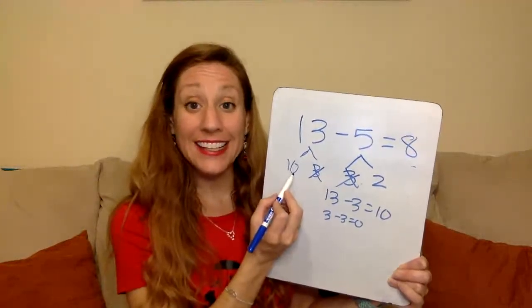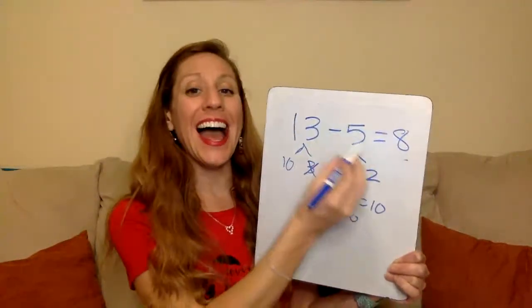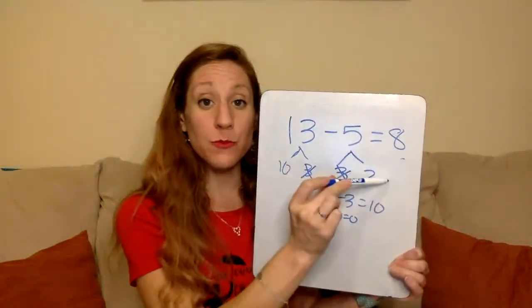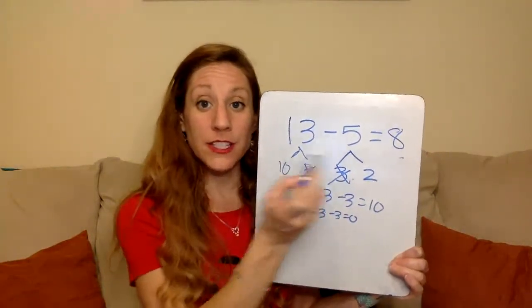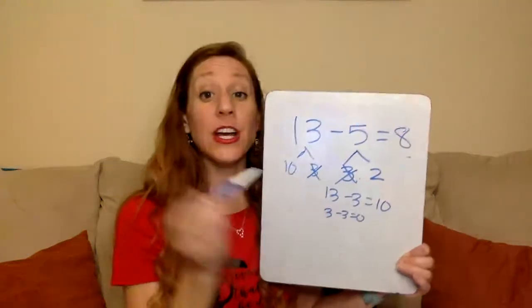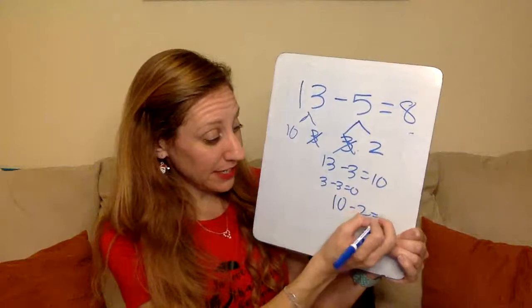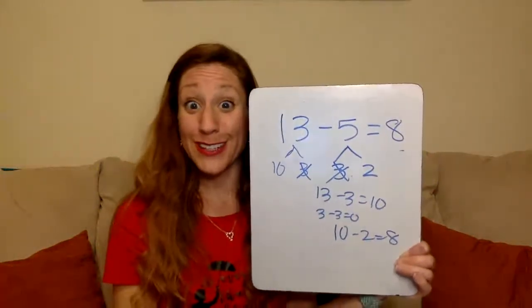Now I have 10, but this time I'm not adding the 2 more. I'm taking away because I'm still subtracting. This is still part of the 13. This is still part of the 5. So I'm still subtracting. So now I can do 10 minus 2 to get to 8.